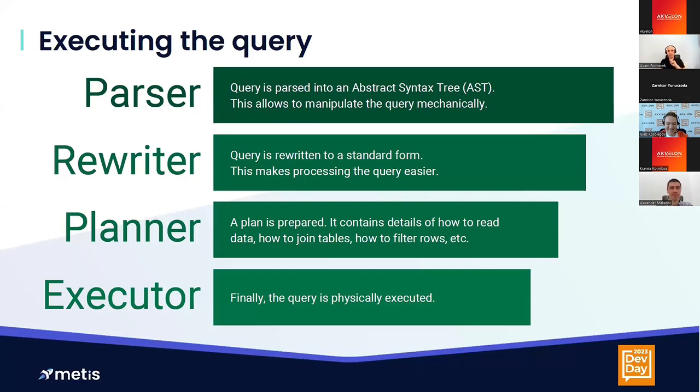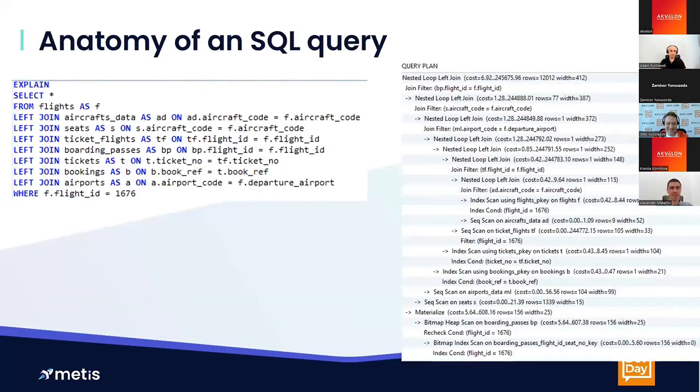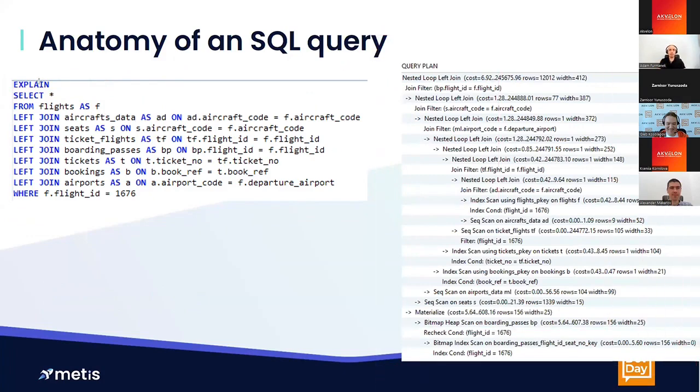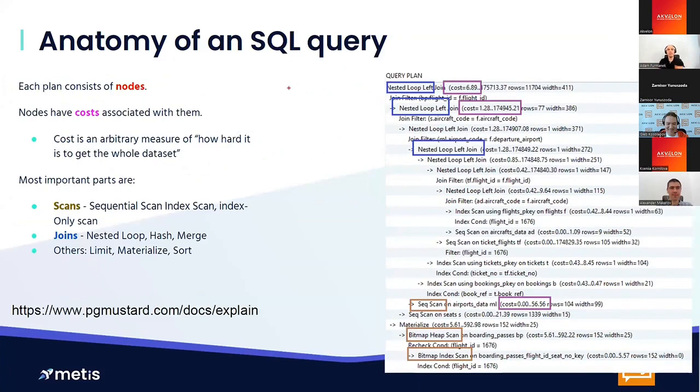So let's focus on the planning. What can we do with the plans? Whenever we send a query, for instance in PostgreSQL, we can add EXPLAIN. And EXPLAIN tells the engine, hey, do not execute this query, but tell me how you would execute this query. And what we get in return is the execution plan. The execution plan is basically a big document explaining what's going on behind the scenes.